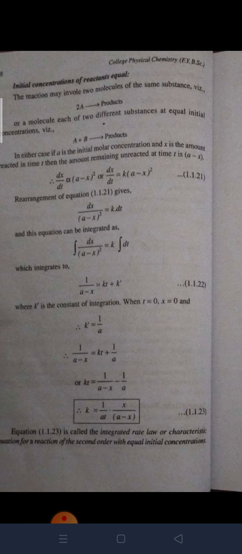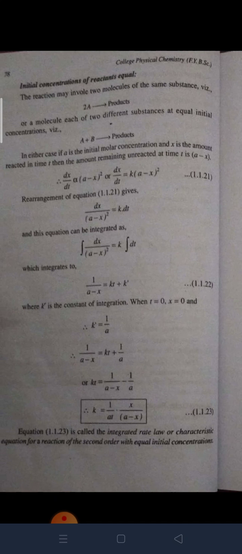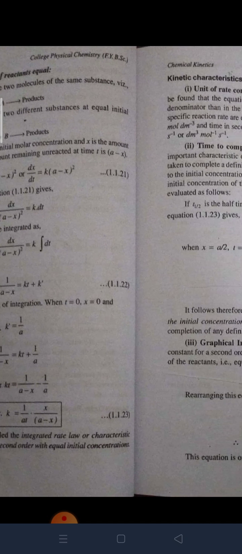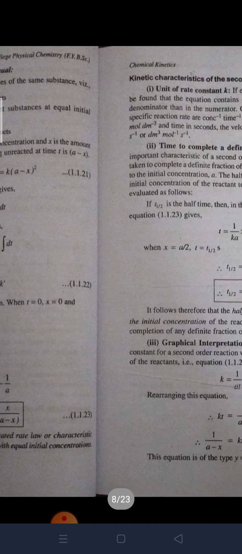In either case, if a is the initial molar concentration and x is the amount reacted in time t, then the amount of remaining unreacted A is a minus x. dx/dt is directly proportional to (a-x) squared, or dx/dt is equal to k(a-x) squared. After rearranging this equation and integrating, we get the equation k = (1/at) × x/(a-x). This is called the integrated rate law or characteristic equation for the second order reaction with equal initial concentrations. If both reactants have equal initial concentration, at that time this is valid.